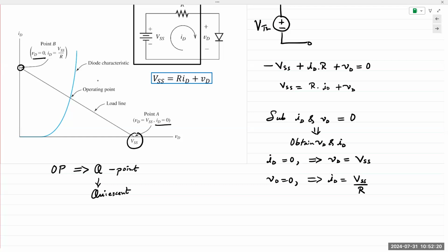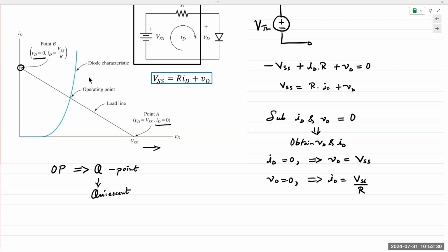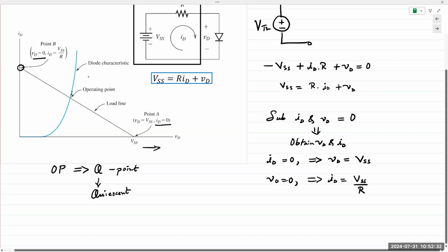Quiescent because it can move depending on the values of R and VSS. If VSS increases, then this line moves up. The operating point is going to move up. If you decrease it, it's going to move down. So this is if VSS increases, this is if VSS decreases.